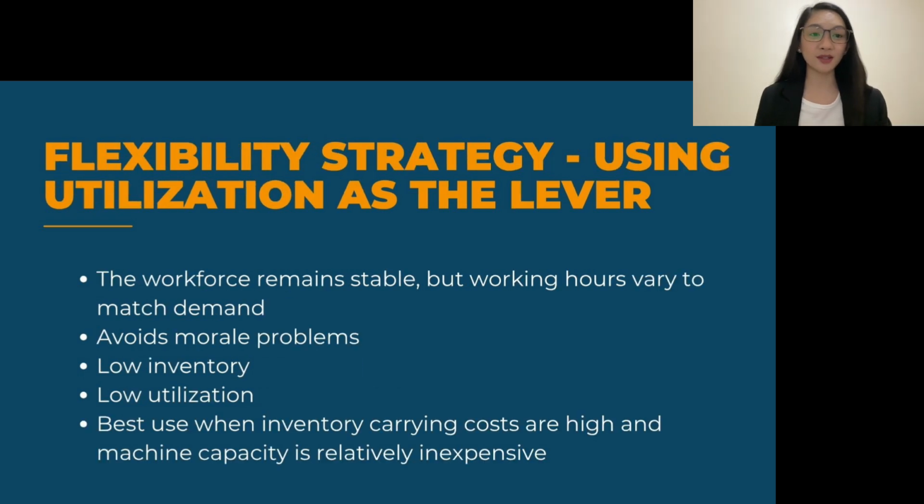Second is the flexibility strategy, using utilization as the lever. This kind of strategy keeps the same team of people, but you change how many hours they work. So when things get busy, they work overtime. When things get slow, they work fewer hours. So you don't have to fire anyone when demand drops, which keeps the team much happier than the chase strategy. This is also good in having low inventory, but the utilization is also low. So it is best used when inventory carrying costs are high and machine capacity is relatively inexpensive.